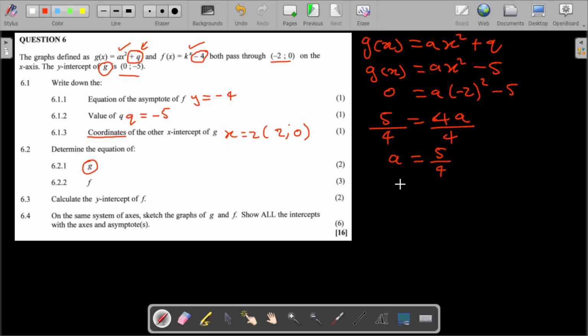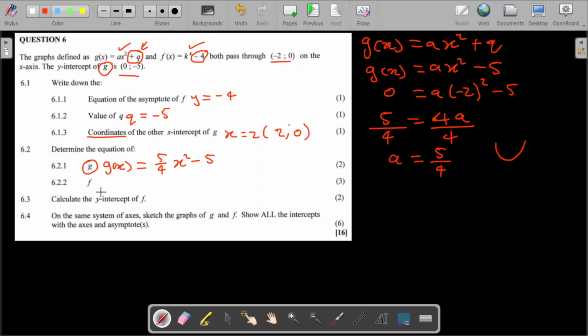That tells me something. If my a is positive, what does that mean? It tells me my graph is going to face upward since my a is positive. That is very, very important. Now the whole equation of g of x is going to be 5 over 4 x squared minus 5. So this is the whole graph of g.